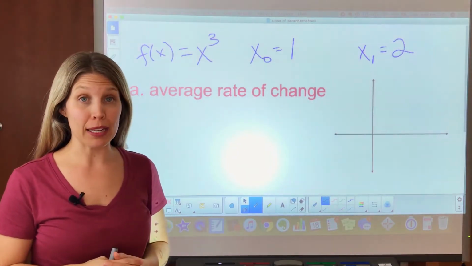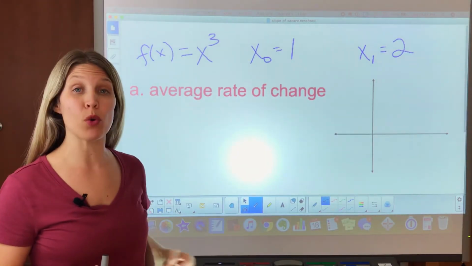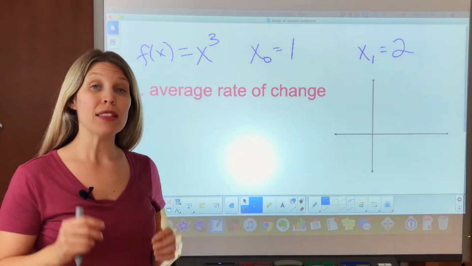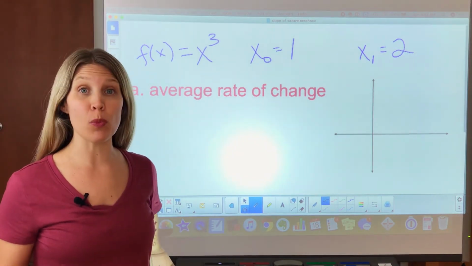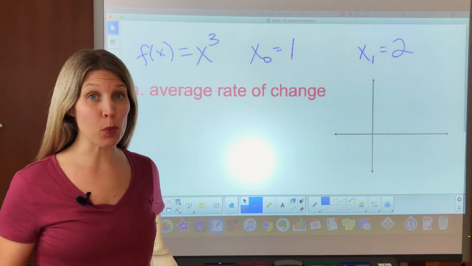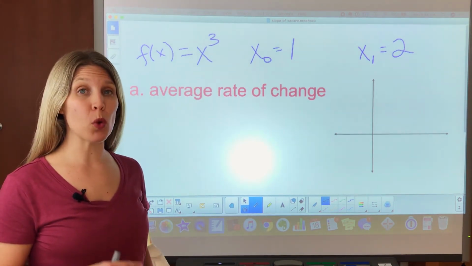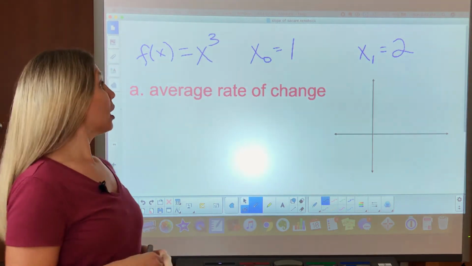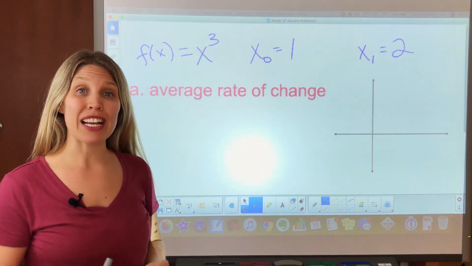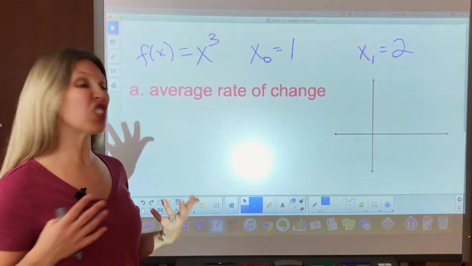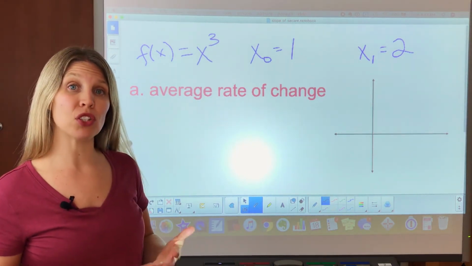Now let's try some practice problems. This one is just asking for the average rate of change. The average rate of change is just the slope of a secant line, which means it's the slope of 2 points. We have been given a function, so we're going to use those points and go ahead and plug it in. The function that we're using is x cubed. So the first thing I'm going to do is just sketch a quick graph of x cubed.